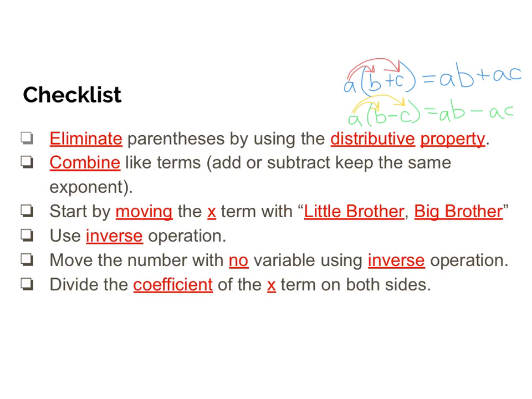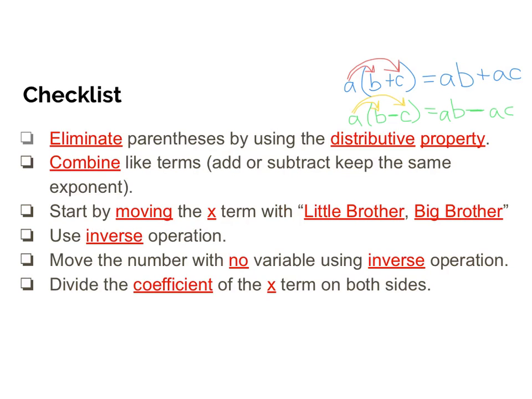But because we have this negative right here, the negative stays the same over here because the variable in front of the A is a positive, and a positive times a negative gives us a negative in the front.